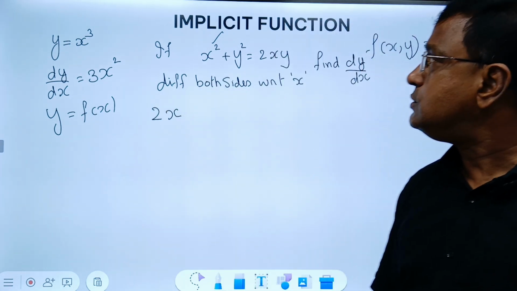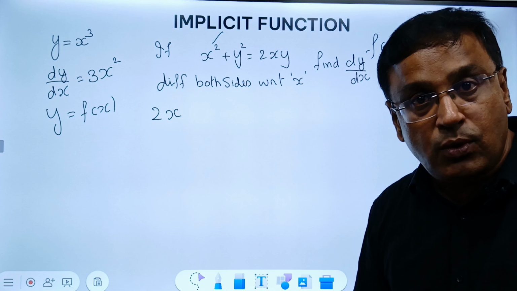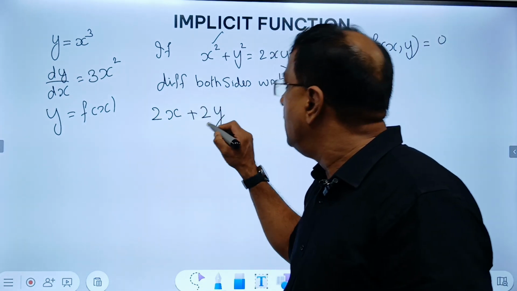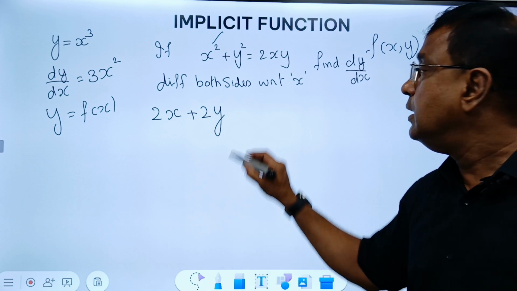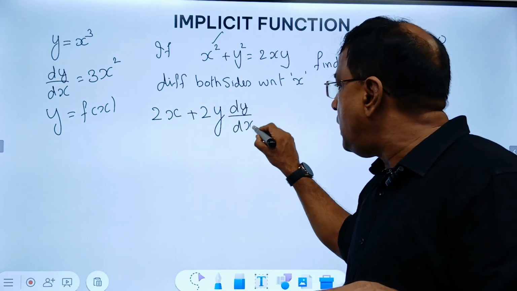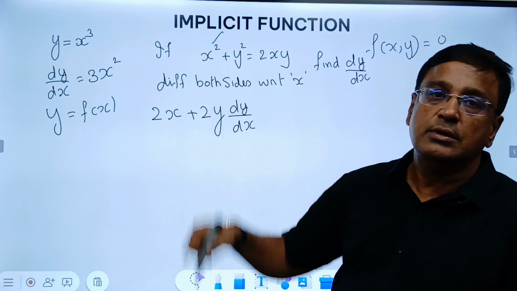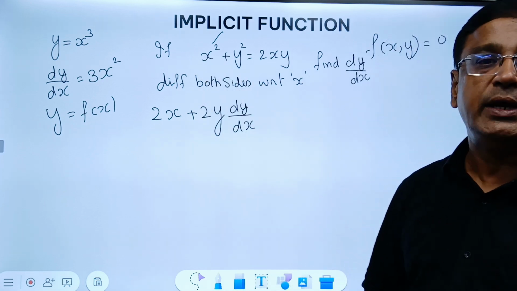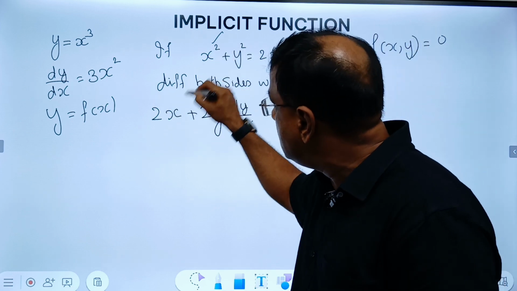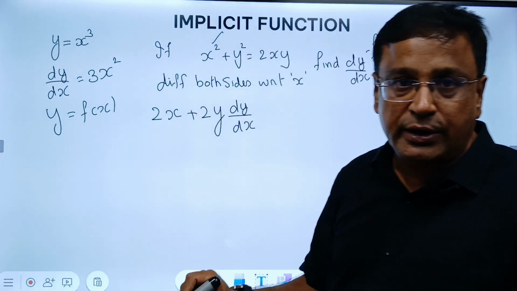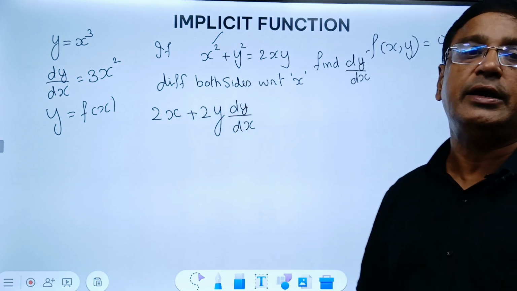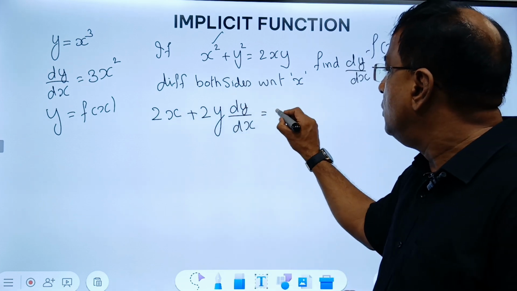Now what is differentiation of y square? First I differentiate the power, that is 2y. Now the base. What is differentiation of y? Differentiation of y with respect to x is dy by dx. You may have a question why I did not differentiate x. Differentiation of x with respect to x is 1, so I don't have to mention that. Differentiation of y square is 2y, but differentiation of y is dy by dx. On the right, 2 is a constant.